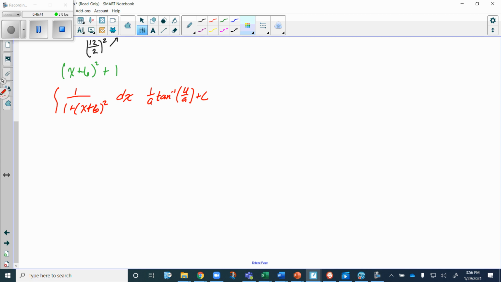So we need to know the expressions for u and a. Going back to the beginning of the lesson, remember we're looking at this as du over a squared plus u squared. Let me just look at my notes to make sure. Yes, a squared plus u squared. So in this case, the u squared is the (x plus 6) quantity squared. So that means u is just x plus 6.